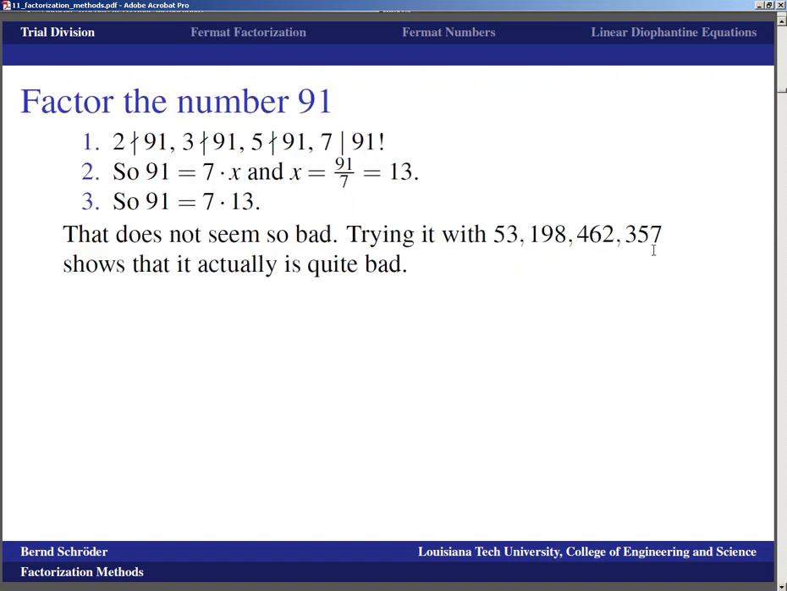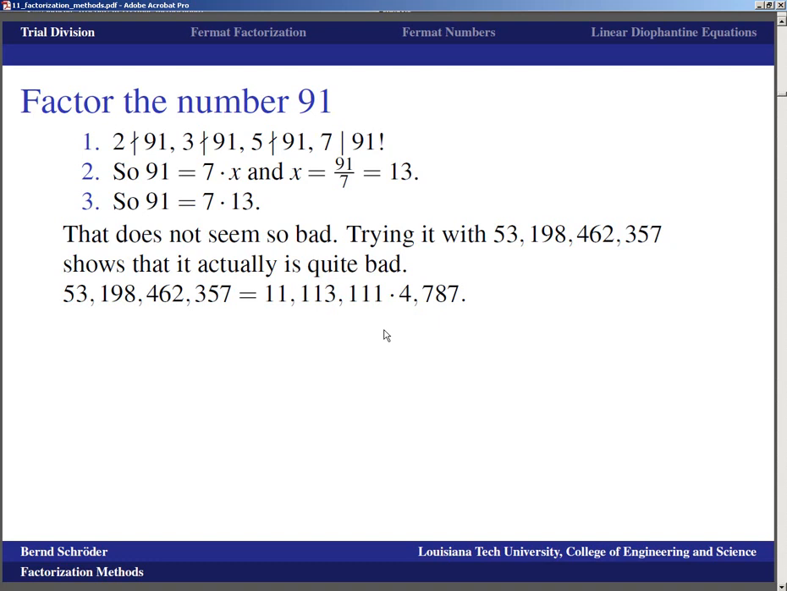1,462,352, good luck, because that actually shows it's quite bad, because this number consists of these two factors here, 11,113,111 and 4,787. No, I didn't invent that number.